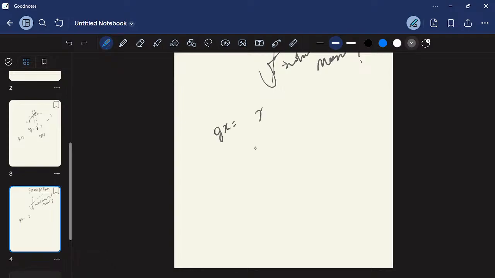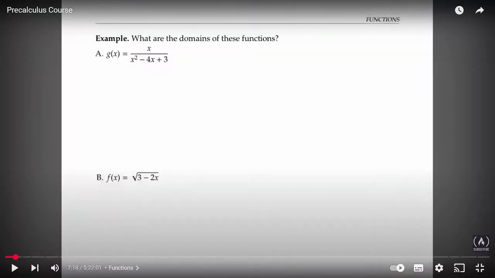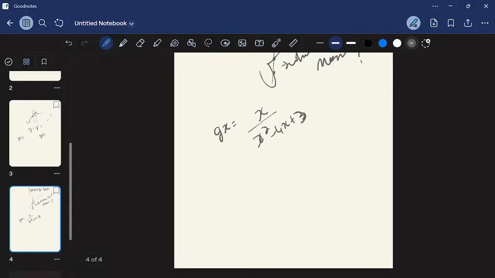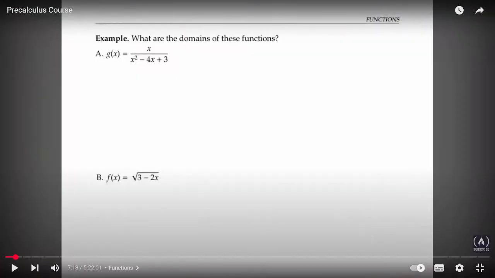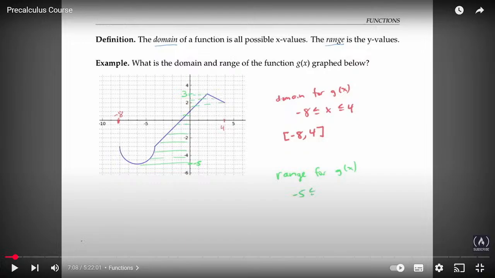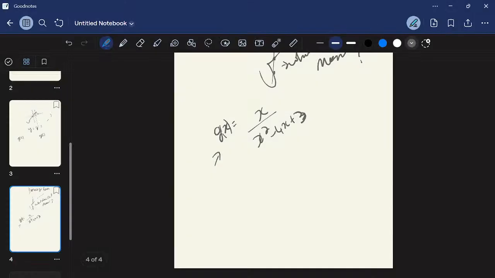g of x is equal to x squared, what is it, minus 4x plus 3. So what should I do? What is the domain? Domain meaning all the y values, all of the values of the function. Is that the domain? That's the domain, right? All the x values. Oh, okay. All of the x values that are possible in this. So how do I find it?